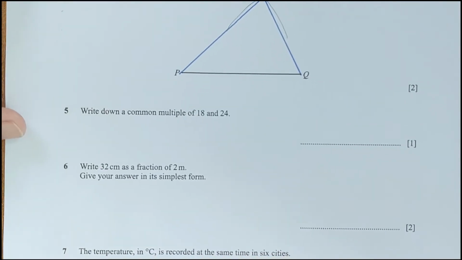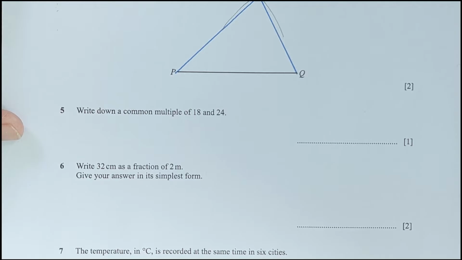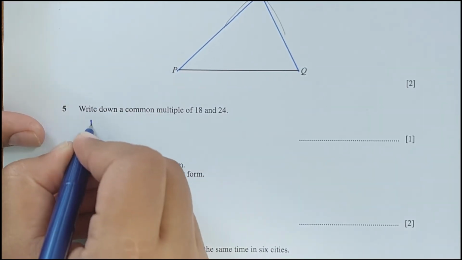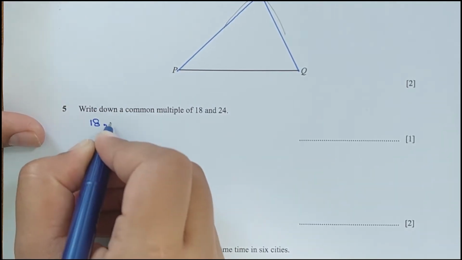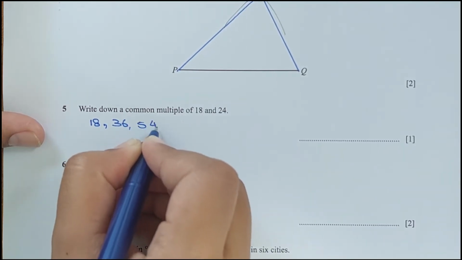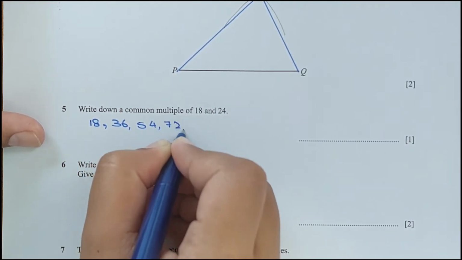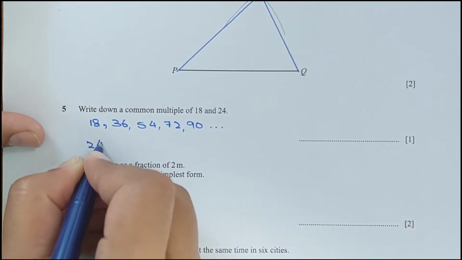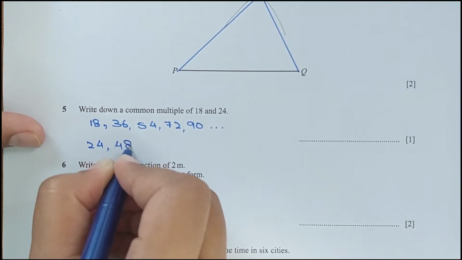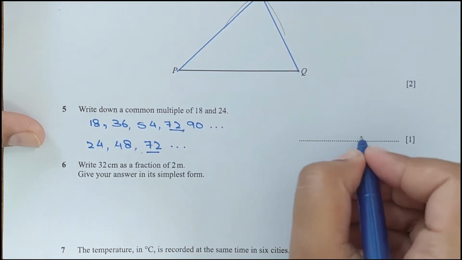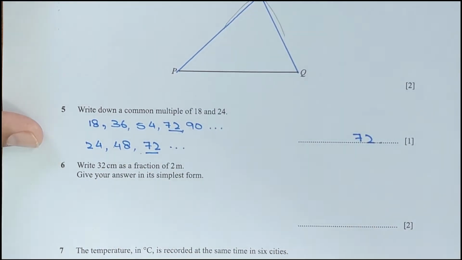All right, now for question number 5, write down a common multiple of 18 and 24. So here you can write down any common multiple. If I list the multiples of 18, we have 18, 36, 54, 72, 90, and so on. For 24, we have 24, 48, 72, and so on. So we have the common multiple 72. You can list any common multiple.